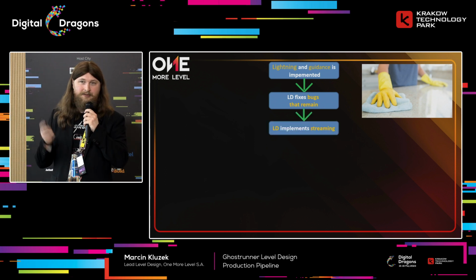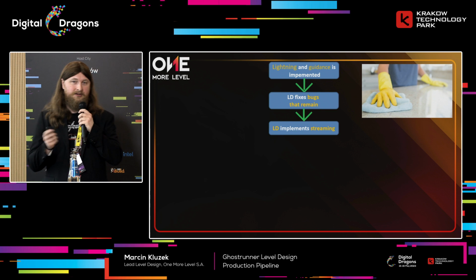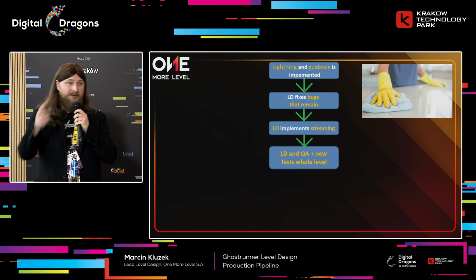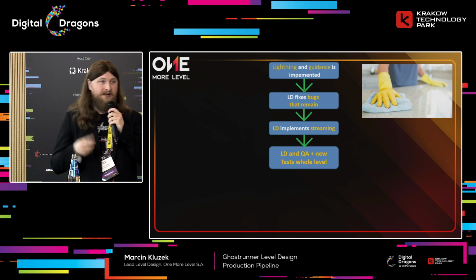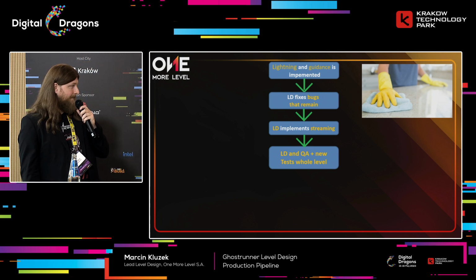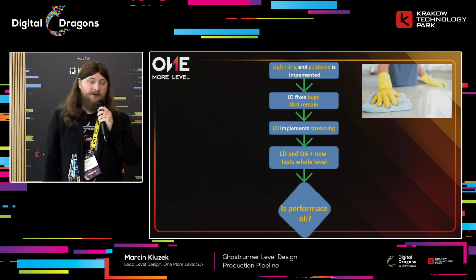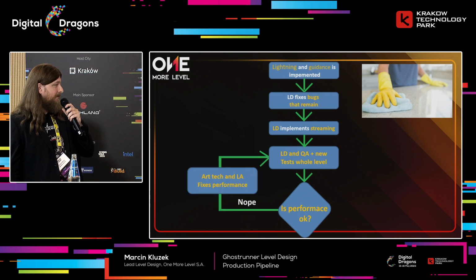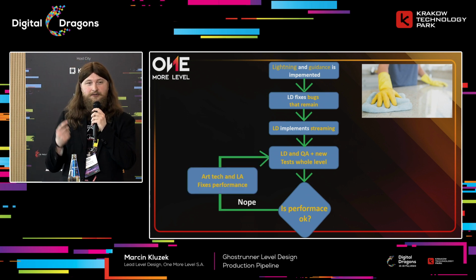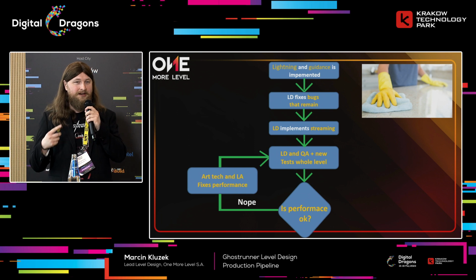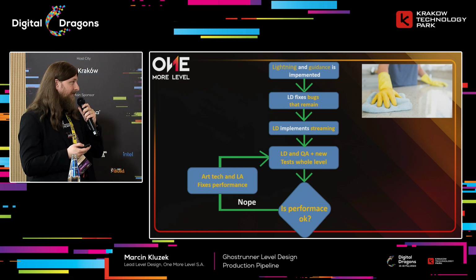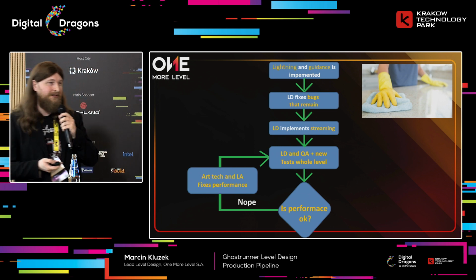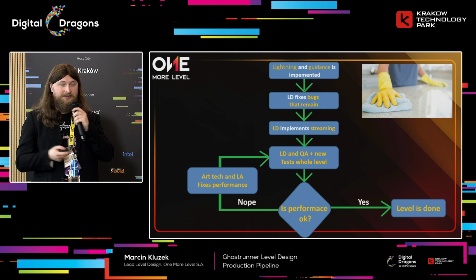You also will implement streaming, right? We have sublevels, we have the corridors, we remember the stuff. And we test together with QA again, because the QA knows the level very much, probably as much as the level design. And we test the performance. And we ask ourselves the question, is the performance okay? If it's not okay, we ask the tech artist to step in together with level artists and lighting artists to fix the stuff. And they work, and we test it on the build again and again until it's good. And the level is done.